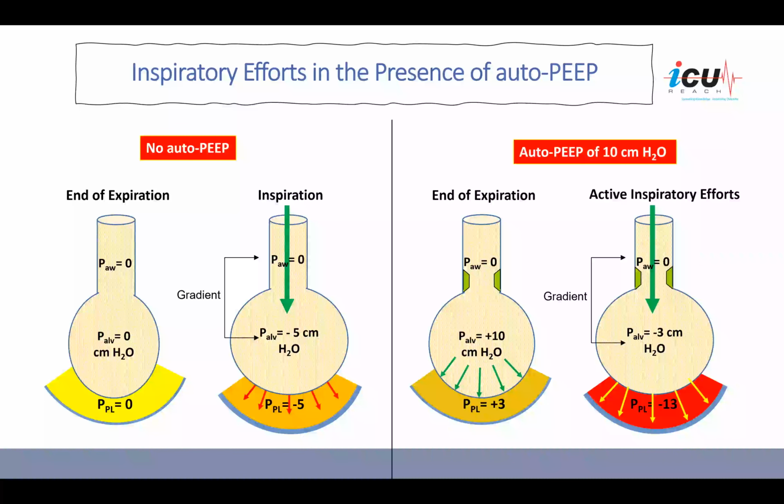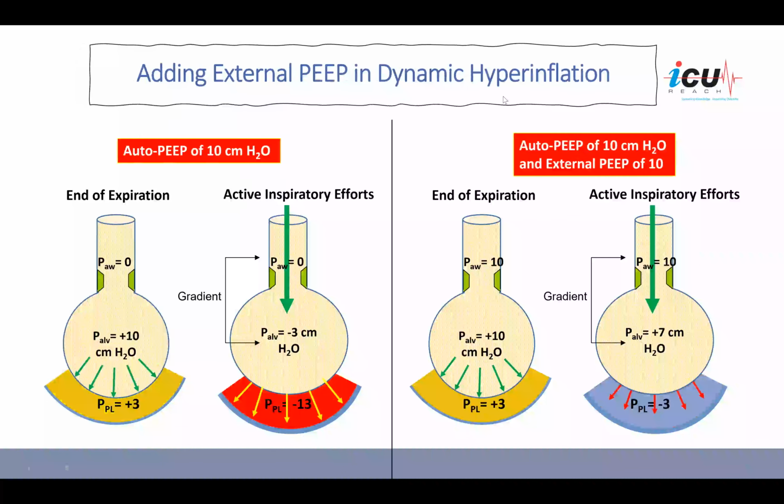So how can we help this patient? Now it looks like there's a very simple and easy solution for this. Well, let's just take a look. The graphic that was on the right, I put on the left here. So this is end of expiration: airway pressure 0, alveolar pressure 10. With active inspiratory efforts, the patient has to generate -13 centimeters of water to create a gradient between the airway pressure and the alveolar pressure.